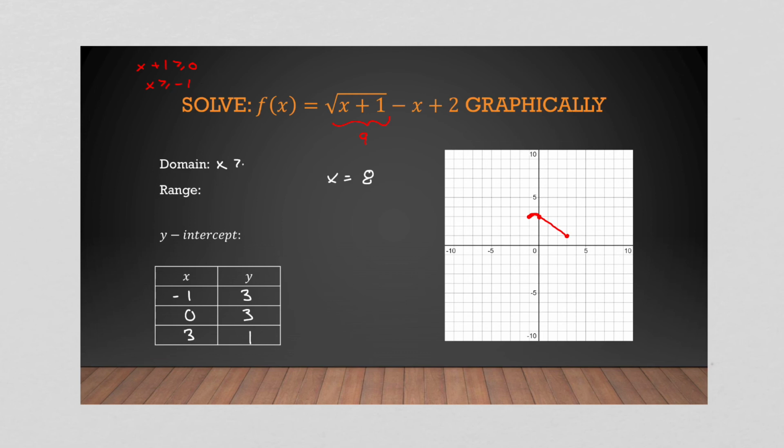I'll just throw this back in here. And we'll do that. Okay, so if x is 8, that means we have root 9 minus 8 plus 2. So we have 3 minus 8 plus 2, which is going to give us negative 3. So when we get 8, we're at negative 3.